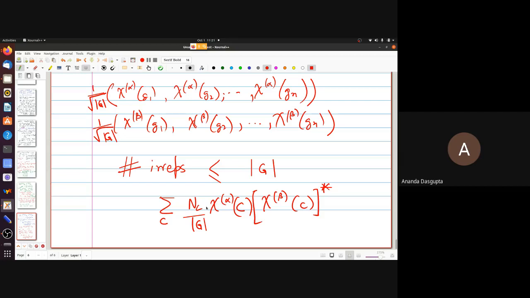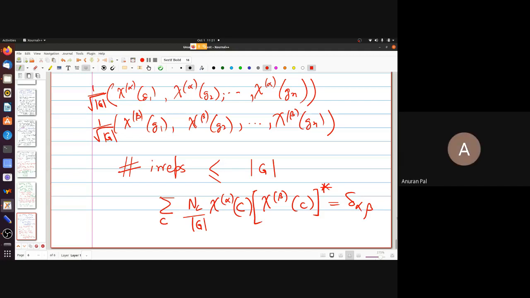So this has to be equal to delta alpha beta. Everybody with me so far? So instead of summing up over all the group elements, I will not bother with the individual group elements. I will just take one class each of the classes, take the value of the character from that class, which is the same for all the group elements belonging to the same class, and just put that in the sum. I will multiply it by the number of elements. Is that okay?